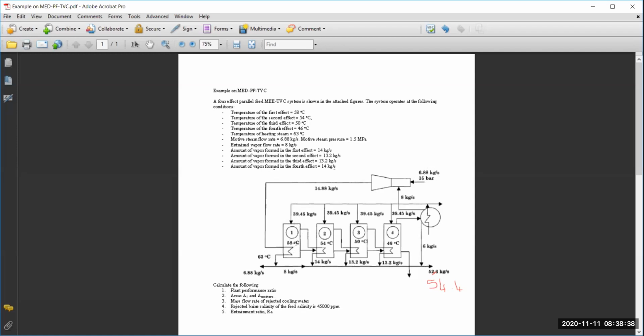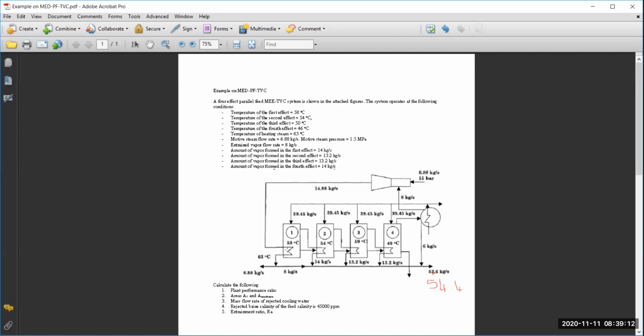In effect number 1, we know the temperature, and based on this temperature we can calculate the value of the HFG, the latent heat of condensation. And we know TS, so we can get the latent heat of condensation for this. So the energy balance is given by the total mass of vapor coming here, a combination of the motive steam flow rate and the entrained vapor flow rate, which is 14.88. This is going to enter here to condense inside.